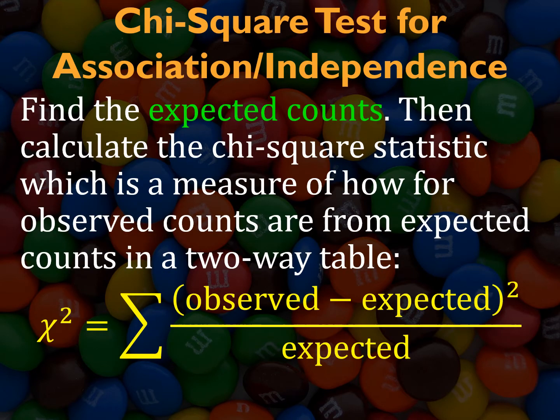Now, the way you do the calculations is very similar. You're going to find the expected counts. You calculate them the exact same way you did it with the homogeneity test, which is basically the row total times the column total divided by the table total. And you're going to find the difference between the observed and expected, square it, divide by the expected, and add it up for all the cells.